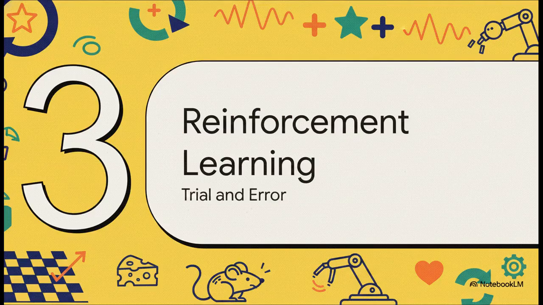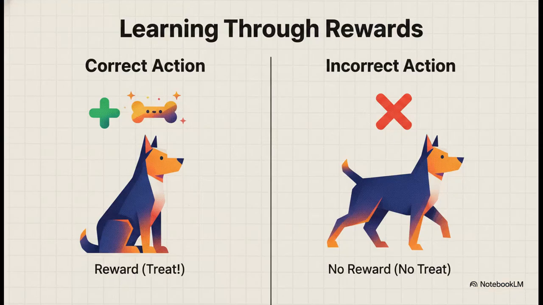Okay, we've covered learning with a teacher and learning all on its own. Our third type is a whole different ballgame. It's called reinforcement learning, and it is all about learning from good old-fashioned trial and error. The absolute best way to think about this is like training a dog. When your dog finally does the trick right, you give it a treat. That's a positive reward. And when it doesn't, it gets nothing. Over time, it learns which actions get it that awesome reward.